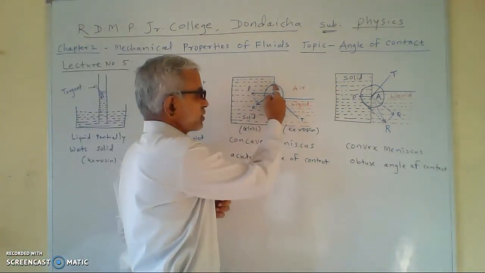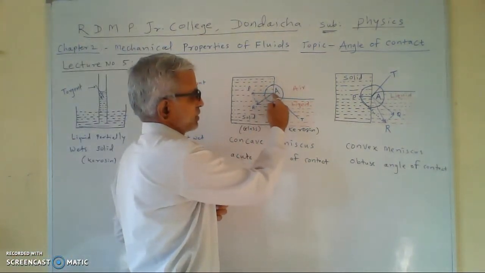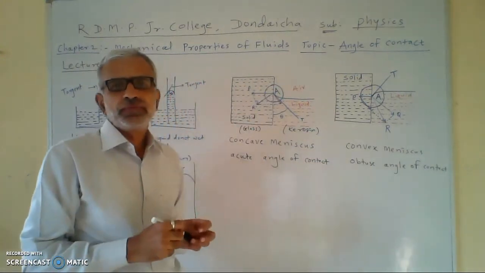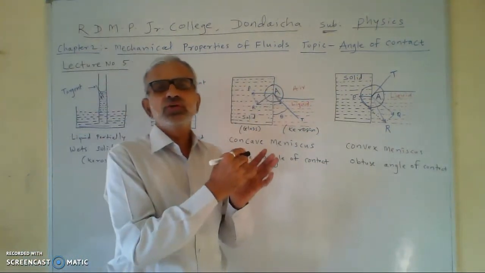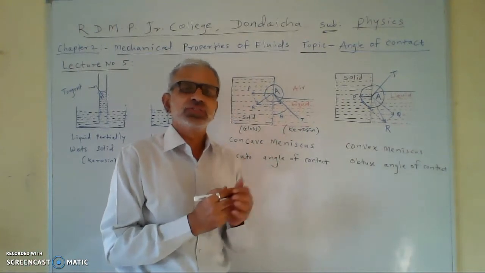Then draw the sphere of influence surrounding molecule A in the form of the circle. Draw the sphere of influence.